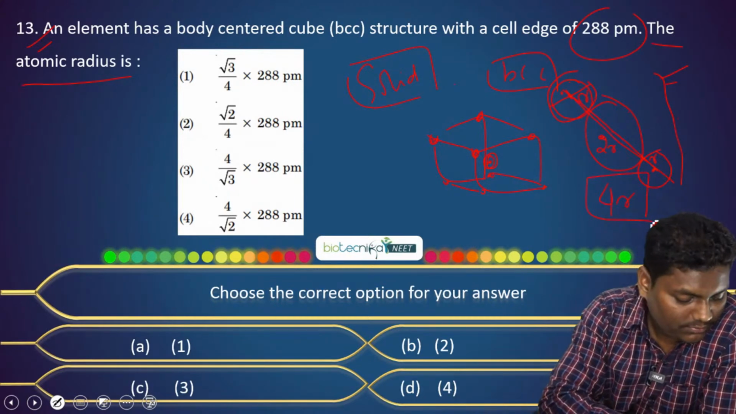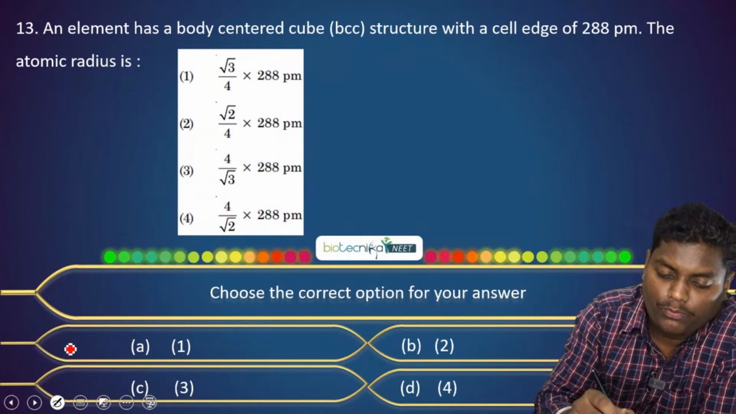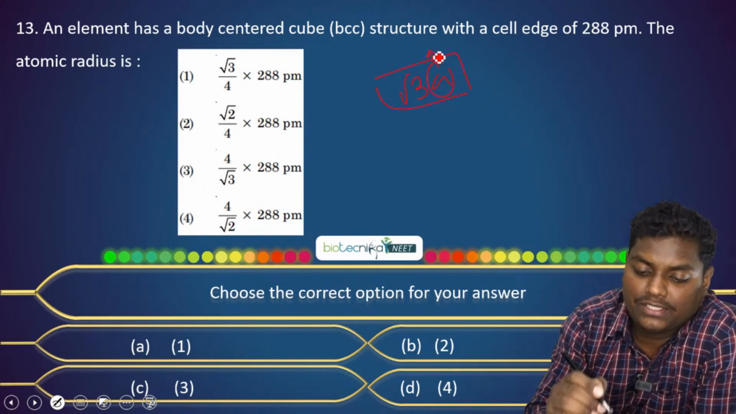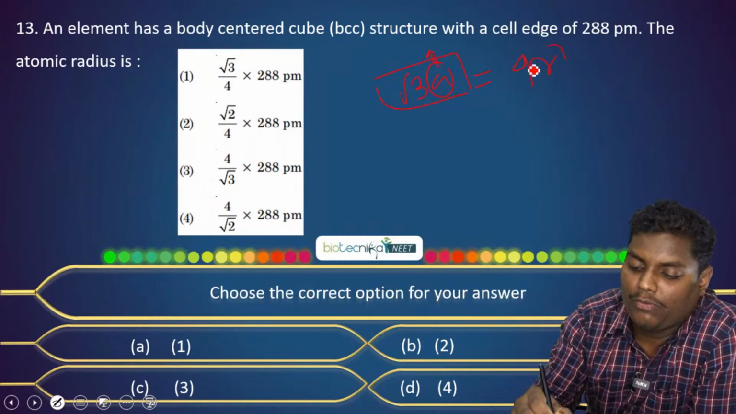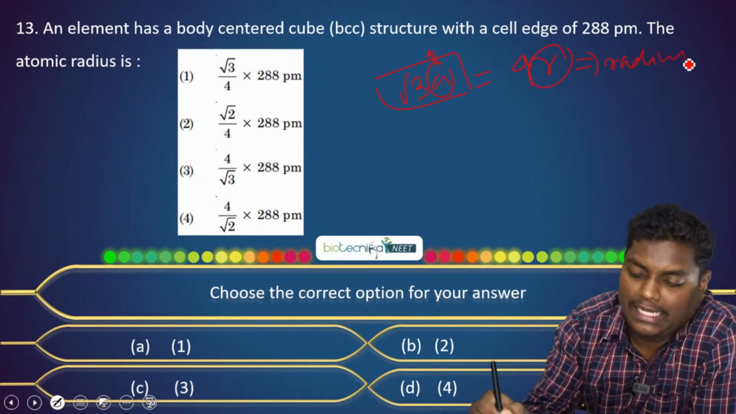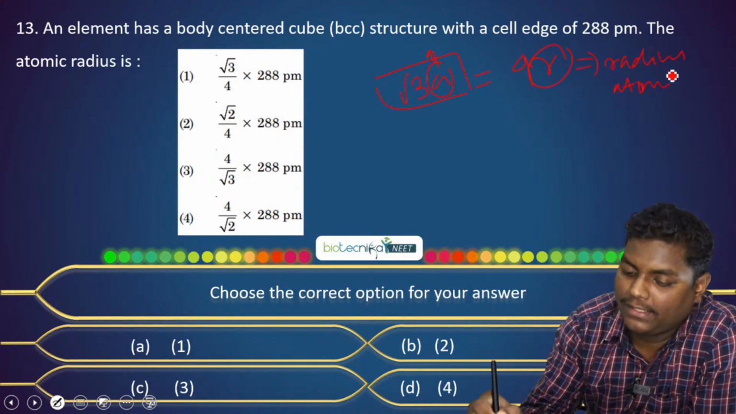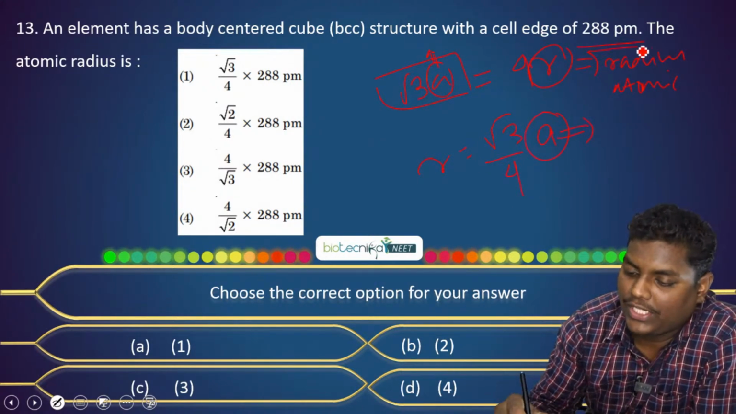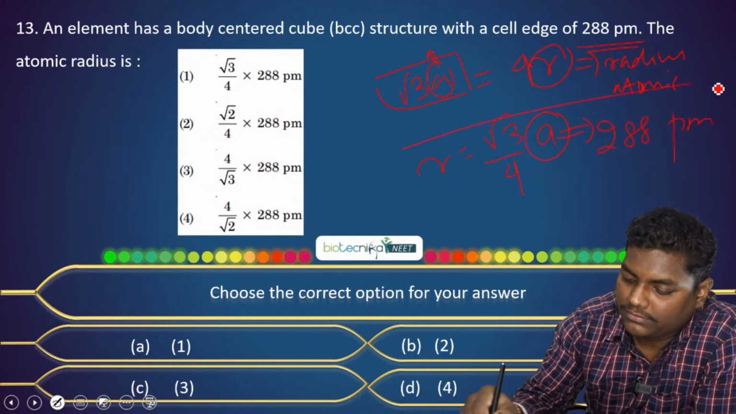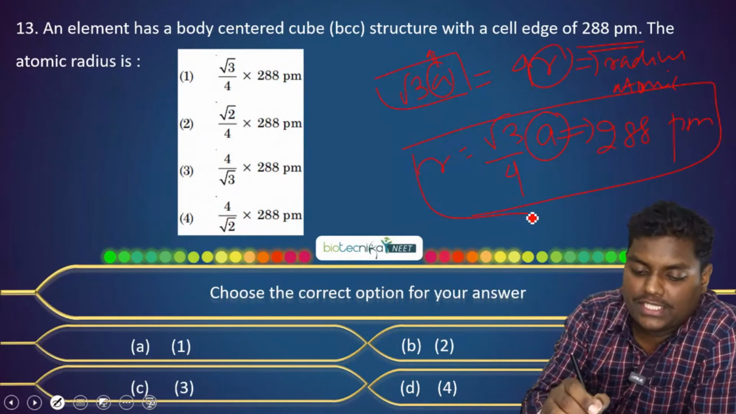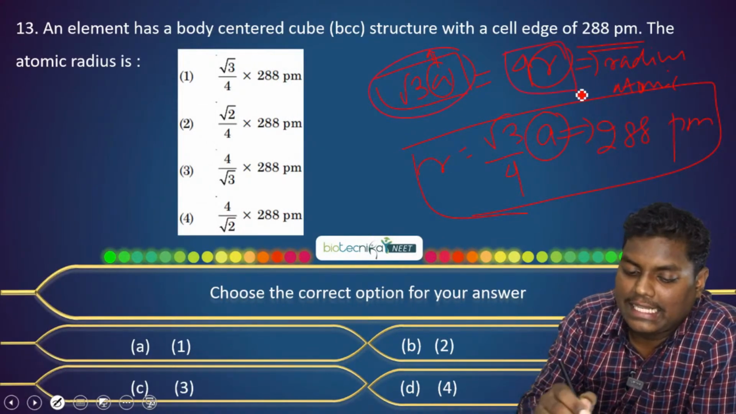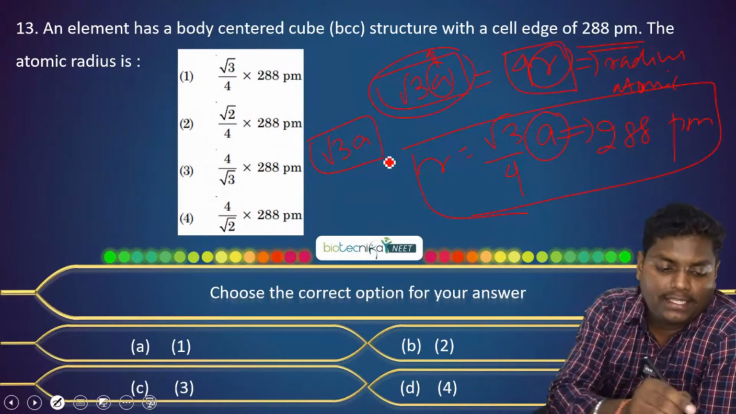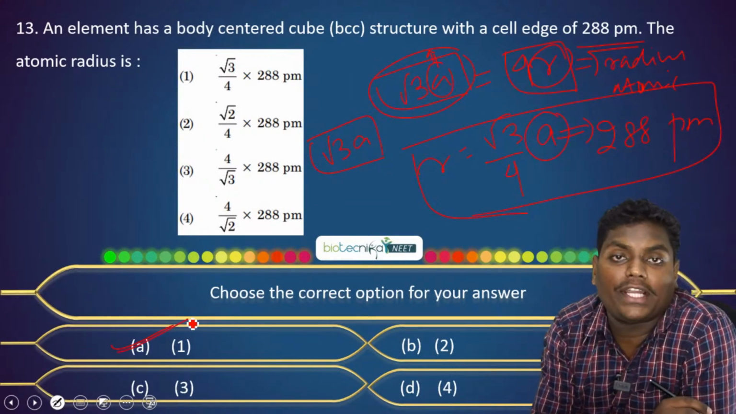Now what we know? We know the diagonal in a cube is √3a, where a is the cell edge. So √3a will be 4R, where R is the atomic radius. Okay, so R will be √3 by 4 A, where A is given in the question, 288 picometer. Okay, I hope this is clear. So just need to remember that for a BCC, the cell diagonal is given by root 3A and it equals 4R. So the correct option is 1, root 3 by 4 into 288 picometer.